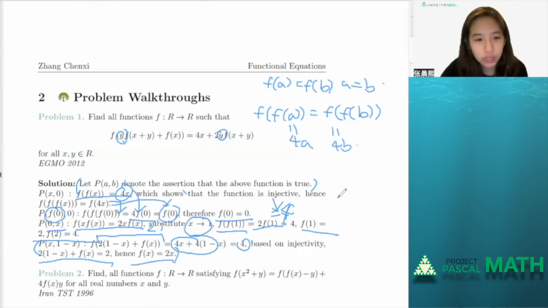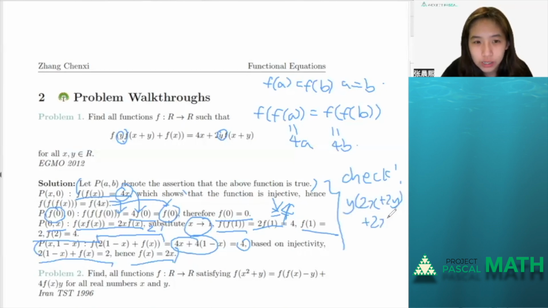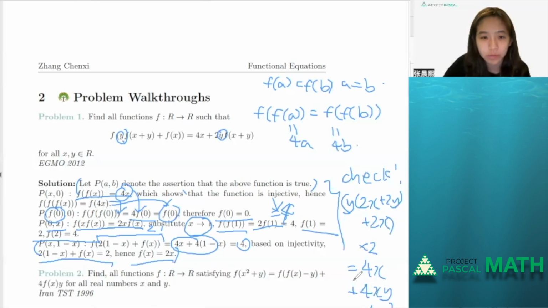And then usually in this problem, you have to check your solution to see whether it works. But I didn't do it, but you have to remember to check. So check. And then you get like y 2x plus 2y plus 2x times 2 equals to 4x plus 4xy plus 4y squared, which does add up to the before.